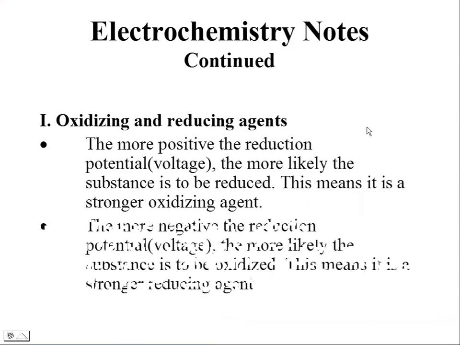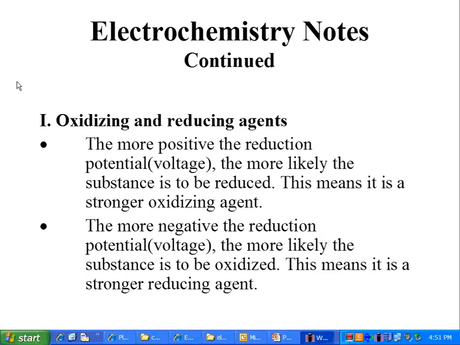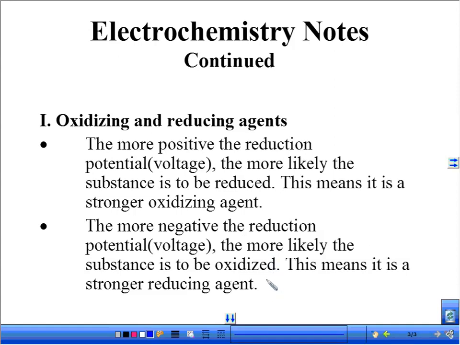And then the opposite of that, the more negative the reduction potential, the more likely the substance is to be oxidized rather than be reduced. And this is going to be a stronger reducing agent, and the term that we sometimes use in the book is called a reductant. So there is a worksheet that goes with this, and those types of questions that are on the worksheet will be the types of questions you will see on your test.